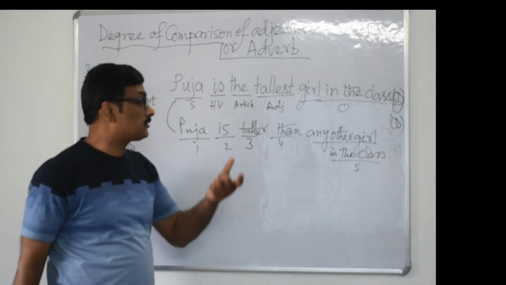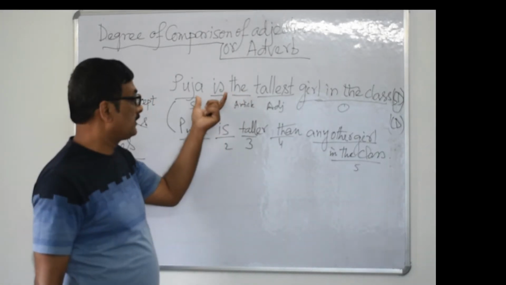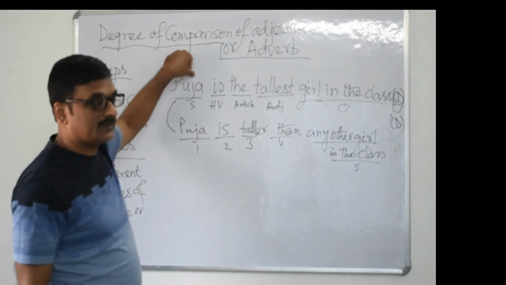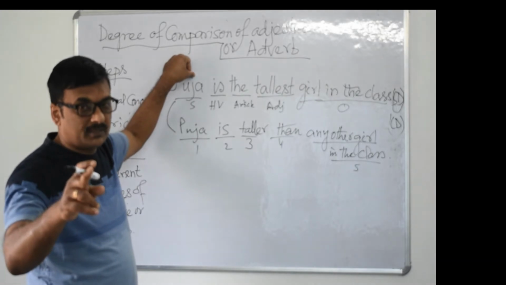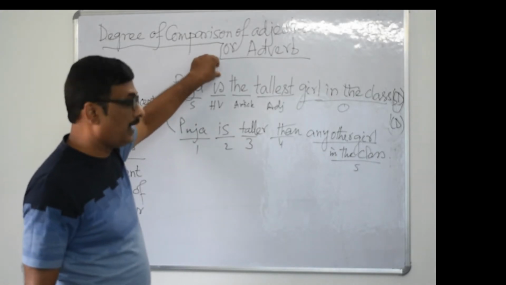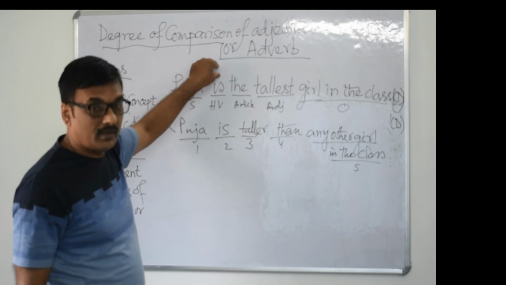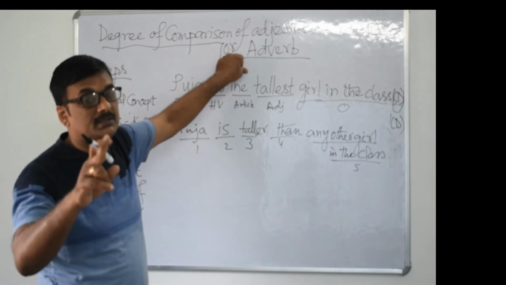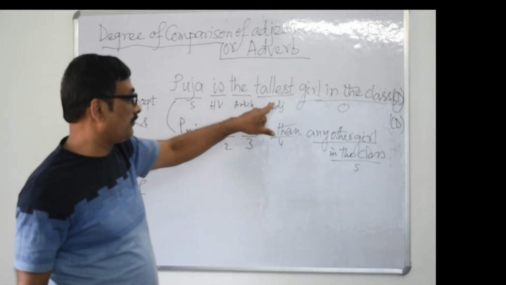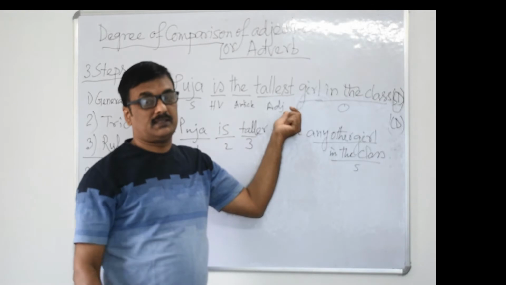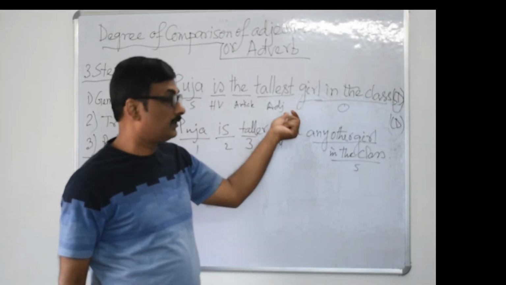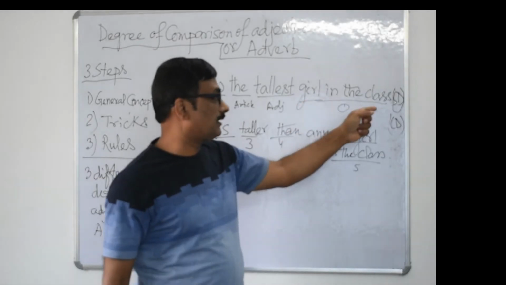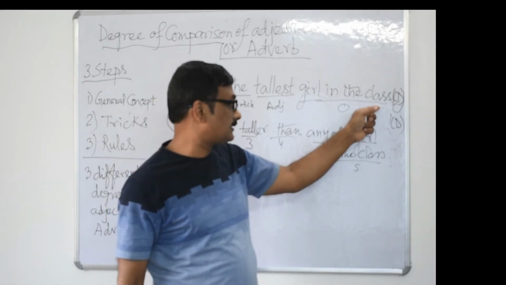So what are the rules of superlative degree we got from this sentence? At first, in superlative degree, the subject is used. The subject of comparative and superlative degree is the same. At number 2, the helping verb or be verb is used. In superlative degree, the article the is used. Number 4, the superlative form of adjective or adverb is used. And then at number 5, the object, that is girl in the class.